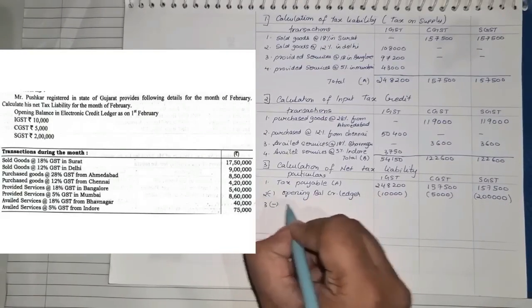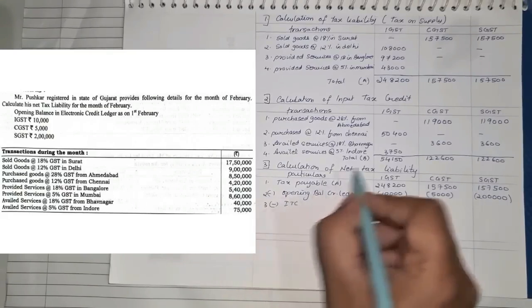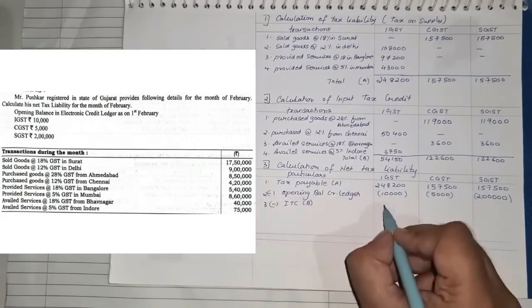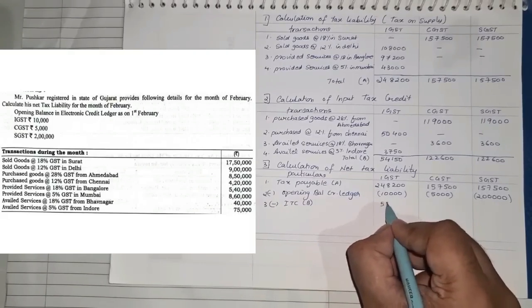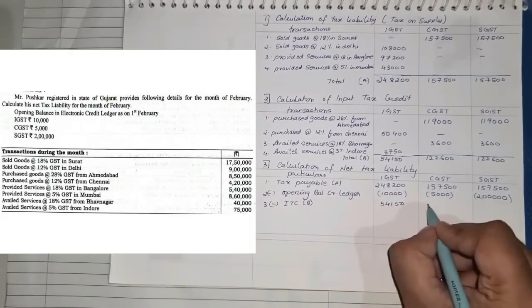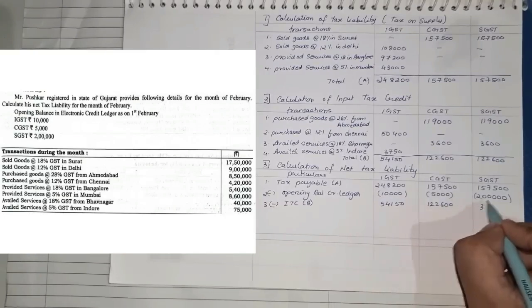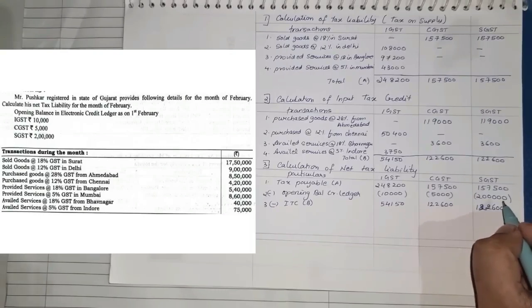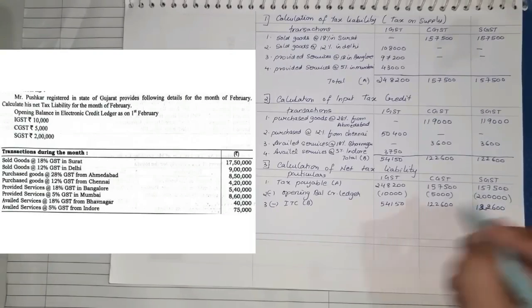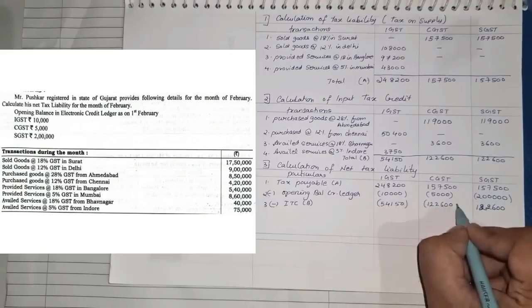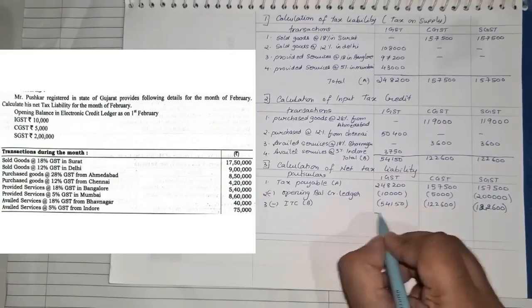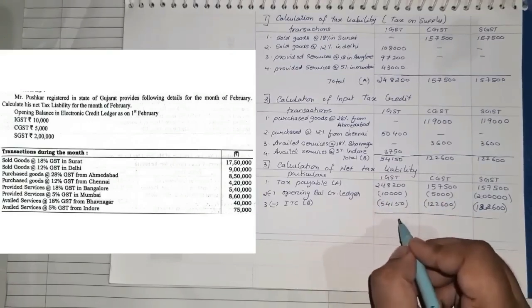Third step, again we have less ITC, that is your answer B that we had got. So that was 54,150, 1,22,600 and 1,22,600. Since it is again less, we'll put all in brackets. Once we do that, we subtract.